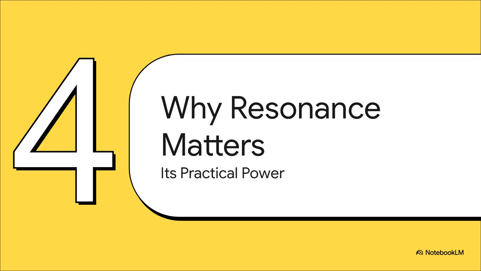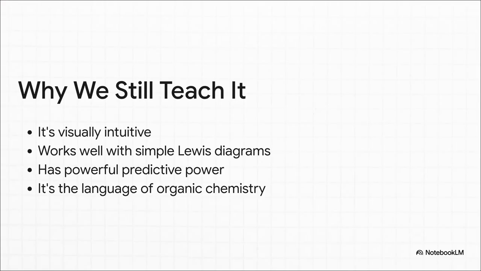Now, at this point, you're probably thinking, okay, if molecular orbital theory is more accurate and kind of more elegant, why on earth do we even bother with resonance anymore? And that is a fantastic question. The answer really comes down to one word: practicality. Resonance, for all its theoretical weirdness, is just so incredibly useful. It works perfectly with the simple dot and line drawings we use every single day. It's visual, it's easy to grasp, and most importantly, it gives chemists a massive amount of power to predict how molecules are going to behave and react.